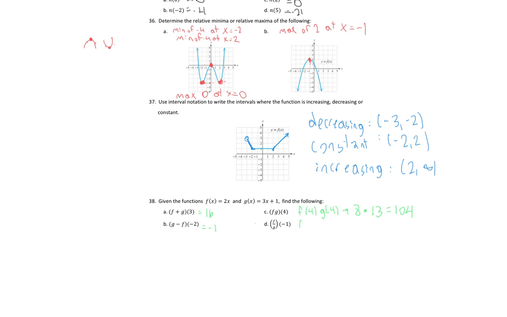And then this same thing is f of -1 divided by g of -1. Well, f of -1, if I plug -1 in, you get -2. If I plug -1 in for g of x, you get -3 plus 1, which is also -2. -2 divided by -2 is +1. And that is that for that part.